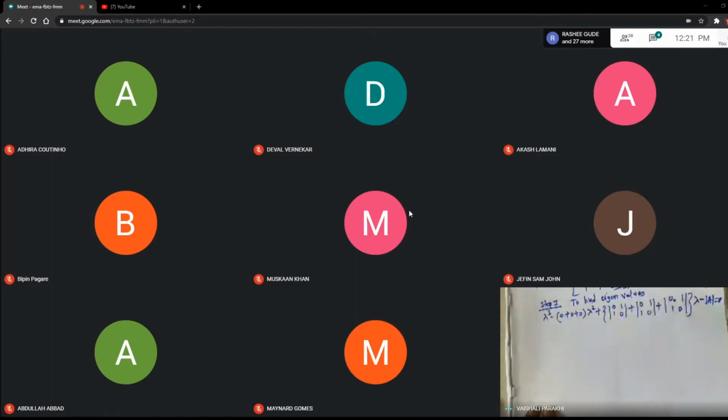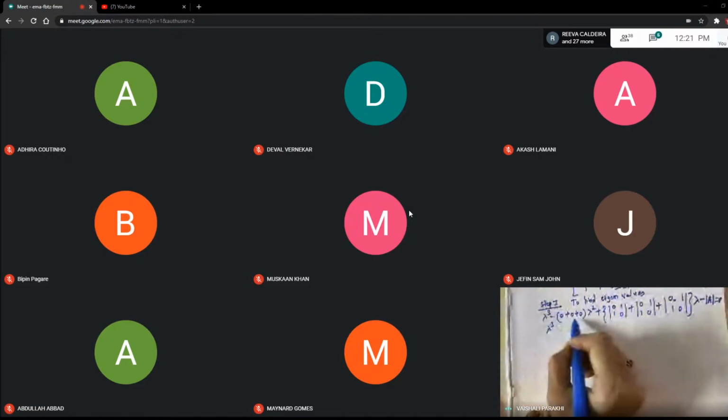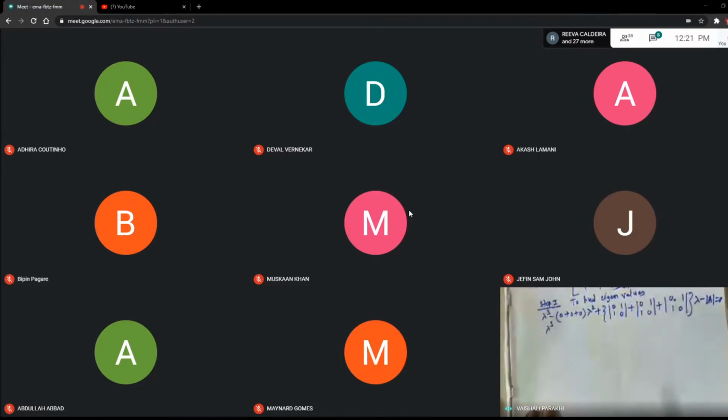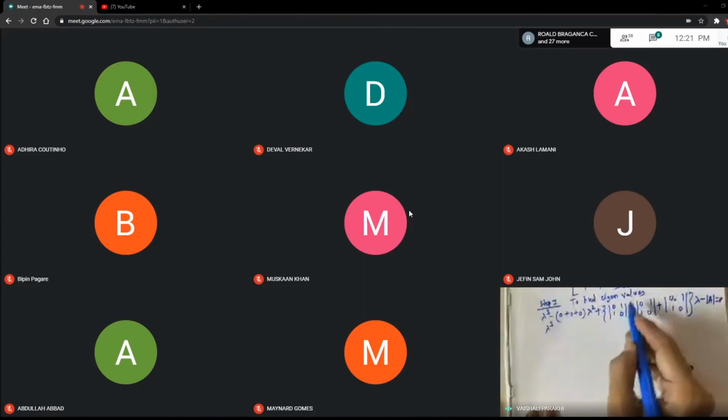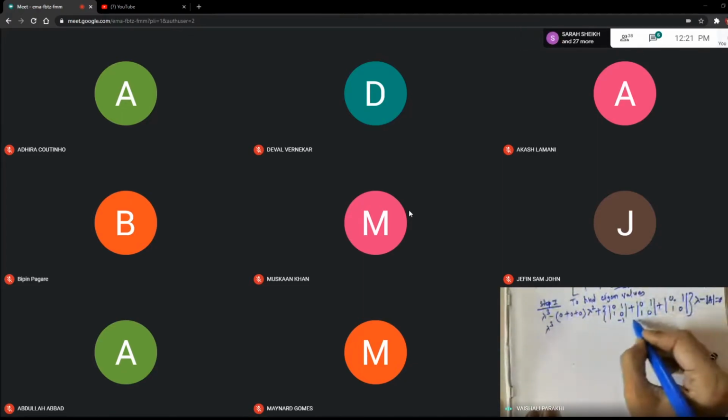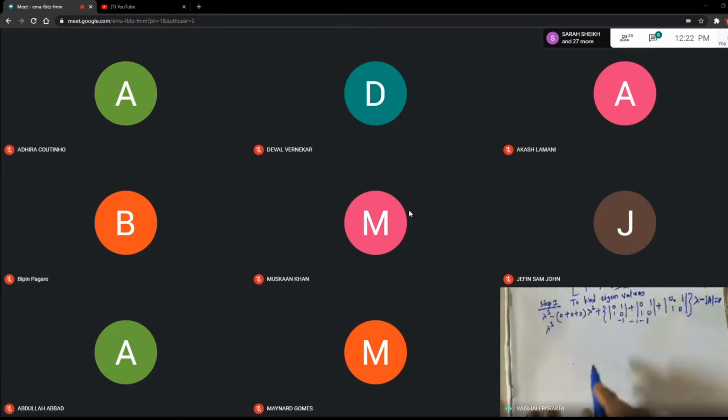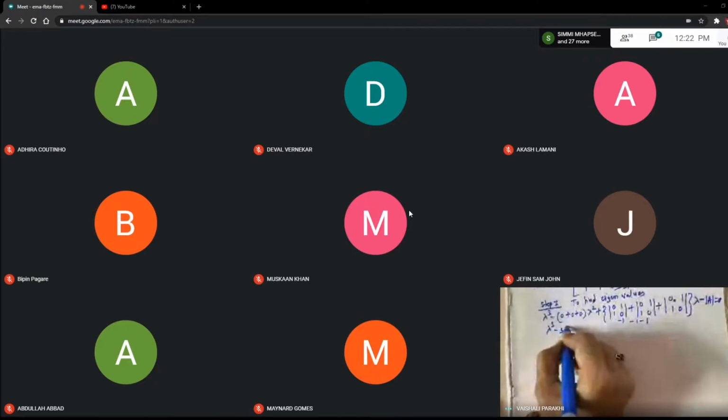Yes, okay. So this is your shortcut formula. Now see, lambda cube minus 0 into anything is 0, so there will not be any lambda square term. Now this will be 0, this will be minus 1, this will be 0, this will be minus 1, and this will be 0, this will be minus 1. So isn't it minus 3 lambda?